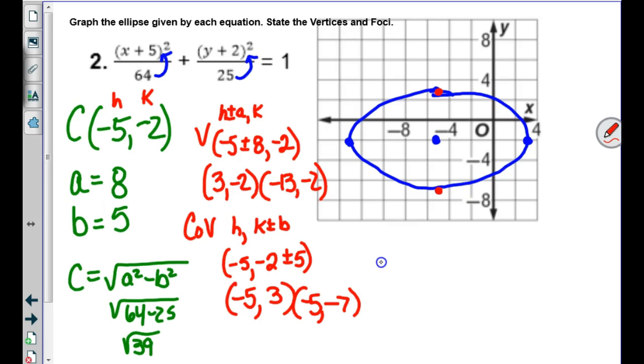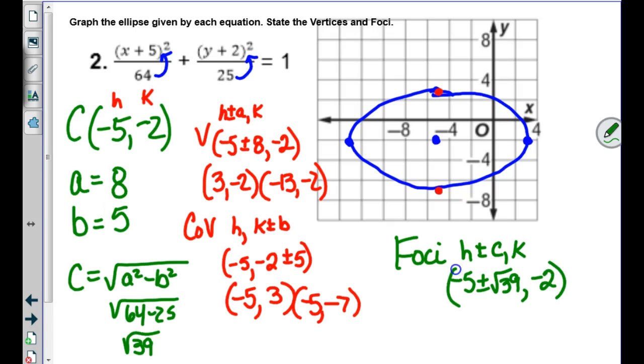All right, the other thing you have to state, you don't have to do, like it says on the sheet, major, minor axis. You just have to tell me the foci. Okay, the recipe is h plus or minus c, comma k. What's h? -5 plus or minus the square root of 39, comma, k, which is -2. Okay. I will let you leave them because it's a square root, but let's use some decimals to graph them. You don't have to write it any better than that.